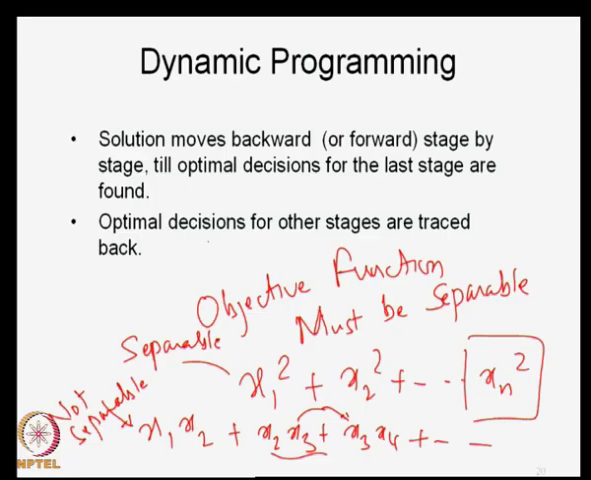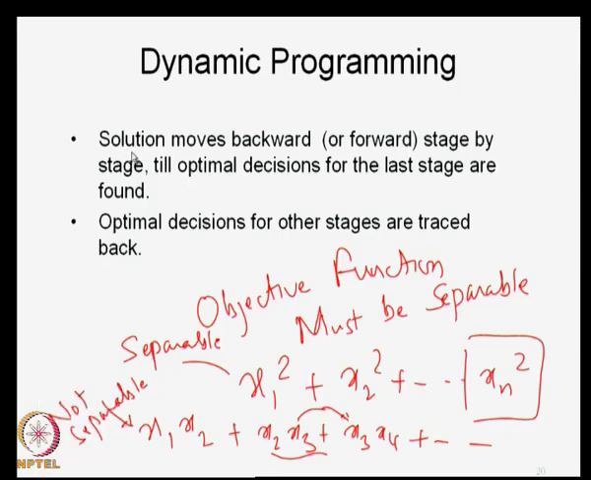And optimal decisions. So, finally, what we do is progress from one stage to another stage, and then complete all the calculations, complete all stages. Once you reach the final stage, you get the optimal objective function value, and from that you trace back the solution. So, the optimal decisions are traced back.